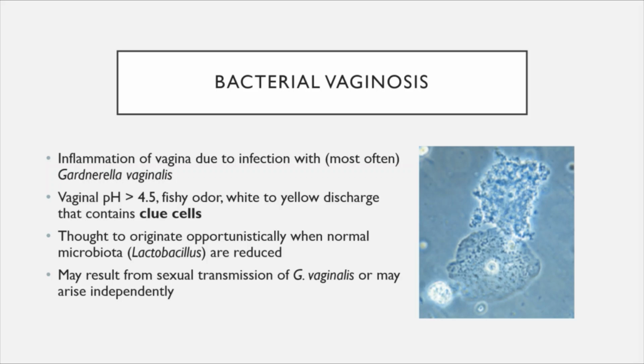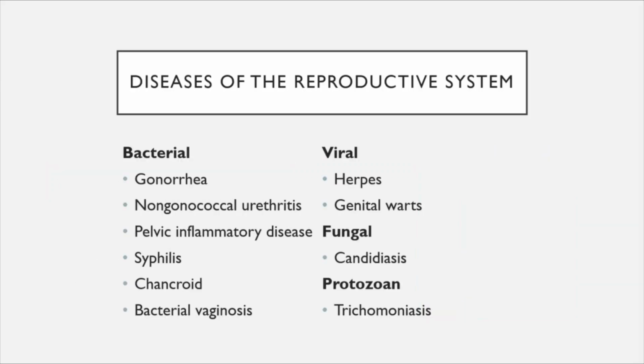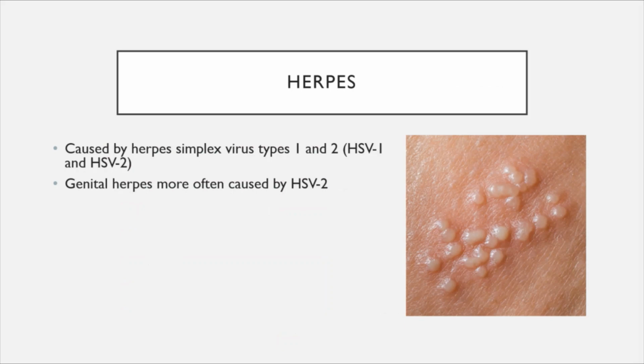So this brings us to the conclusion of our look at bacterial infections of the reproductive system. And now we're going to move on to our viral infections, which include herpes and genital warts. As we've seen before, we talked about herpes when we covered skin infections, and we saw that it's caused by herpes simplex virus 1 and 2, which are abbreviated HSV1 and HSV2 respectively. And we also saw that genital herpes is more often caused by HSV2. However, it can be caused by HSV1.